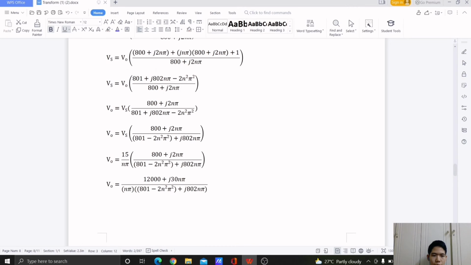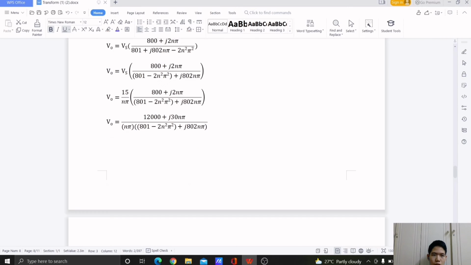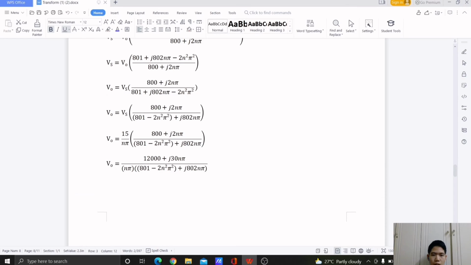Then the final answer will become V0 equals Vs times 800 plus j 2n pi, over bracket 801 minus 2n square pi square plus j 802 n pi. Then Vs equals 15 over n pi. So the final answer for V0 will be 12,000 plus j 30 n pi over bracket n pi bracket 801 minus 2n square pi square plus j 802 n pi. So here I end my video for the manual simulation. I will pass to my group mate Yojime for the simulations.